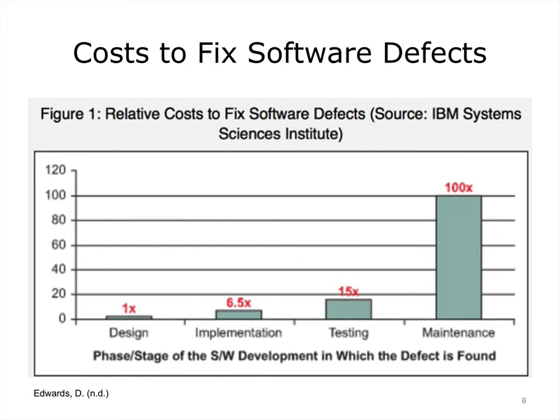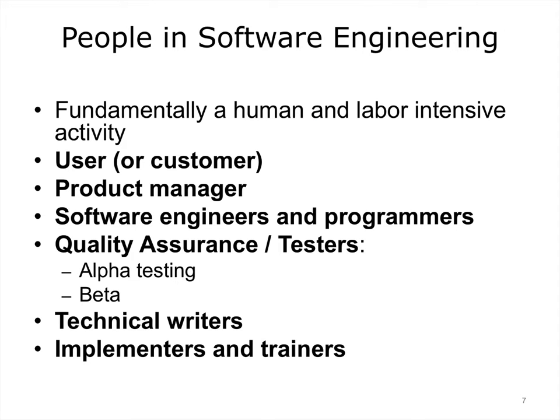This graphic by IBM dramatically illustrates this point. They showed that the cost of fixing software defects once the product has gone into use, the maintenance phase, is 100 times the cost of fixing defects upfront in the design phase. No one truly disputes that sound design can make a significant difference. Let's now look at design and engineering.